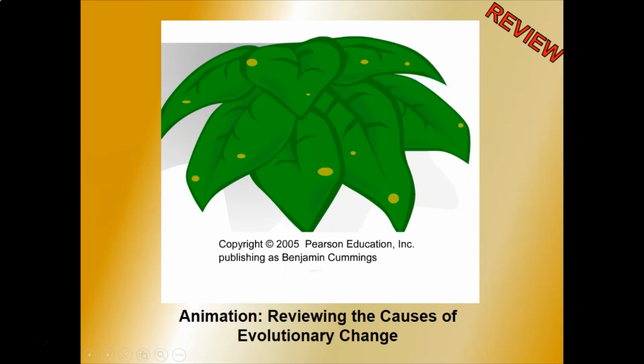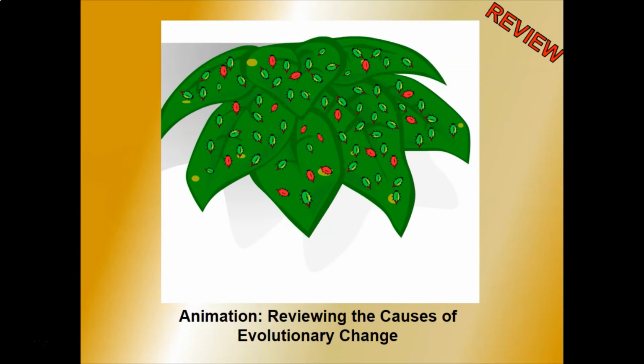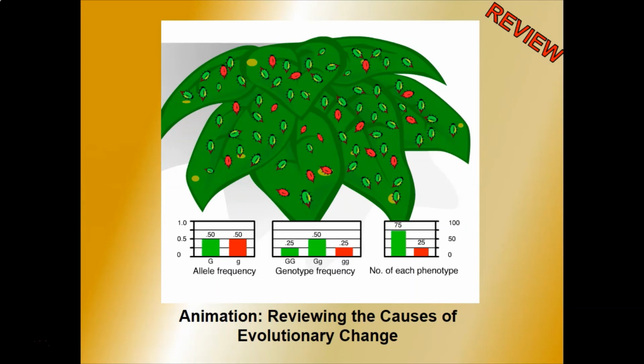Here we go. We will use a hypothetical insect population to illustrate 4 causes of evolutionary change: genetic drift, gene flow, mutation, and natural selection. Our insect population consists of 100 individuals, some red and some green. The green allele is dominant, capital G. The red allele is recessive, little g.